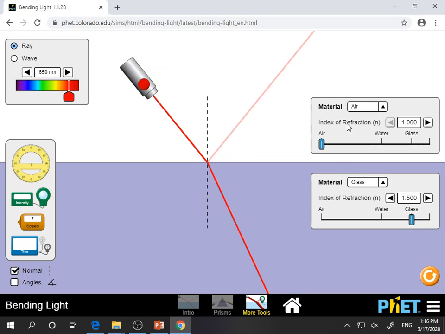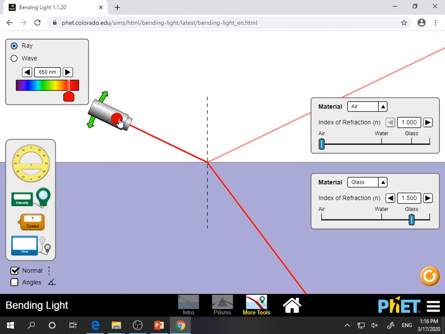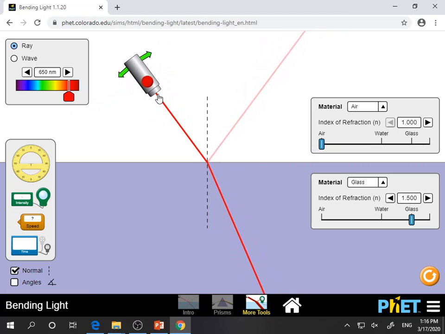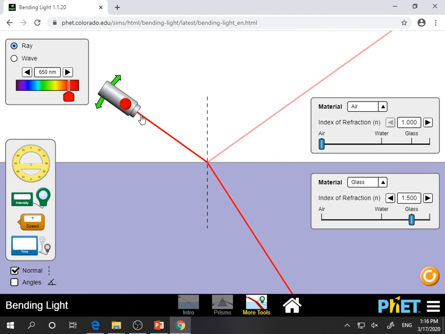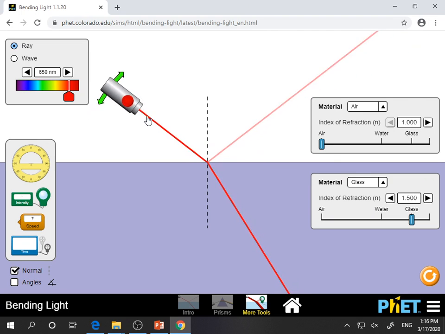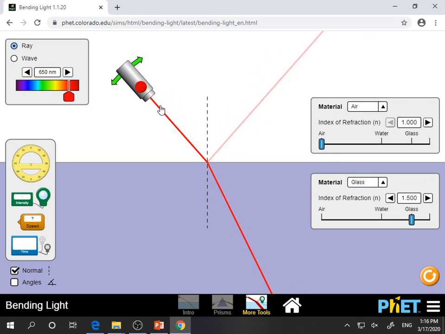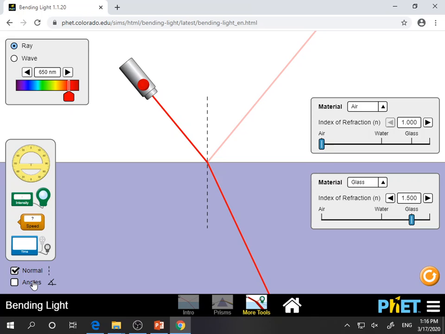Since the light is traveling from a medium with lower index to a higher one, the light will refract toward the normal. Simply, as we see here, the light is going downward a little bit toward the normal. Once we increase or decrease the angle of incidence, it always still deviates downward toward the normal. And here we have the angles.